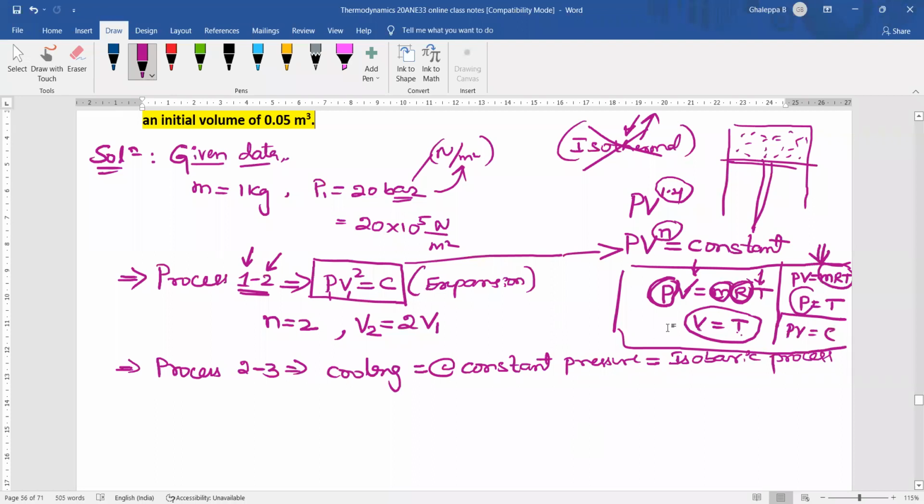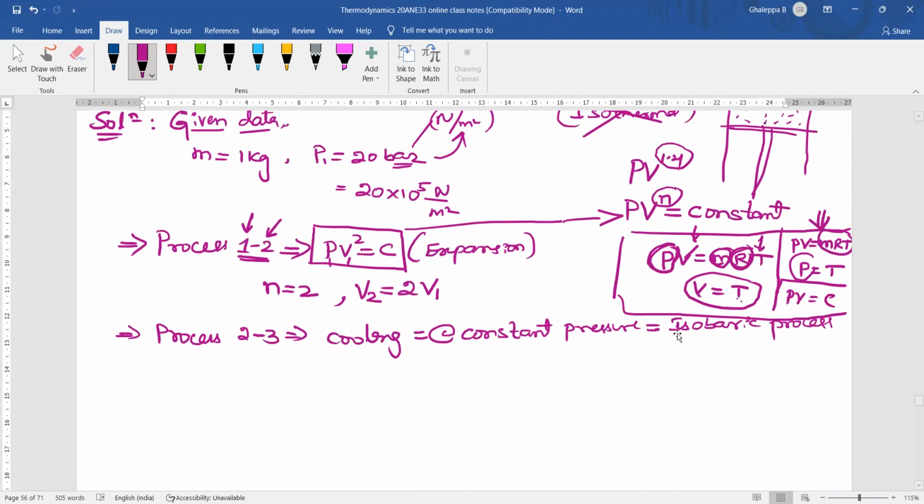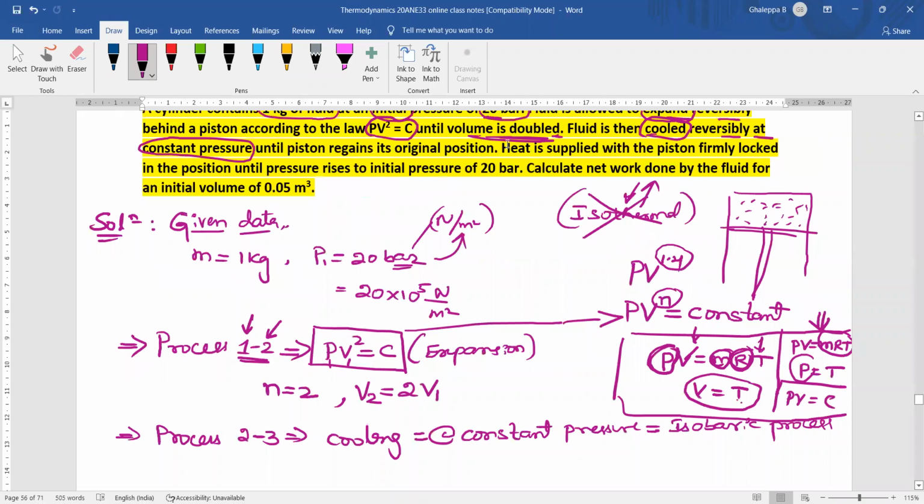Remember this equation. Okay. Next, third process, what has he said? Is there any data given in the second process? Fluid is reversibly cooled at constant pressure until the piston regains its original position. What is the original position? V1 is original position. He has not given V1. So V3 is equal to V1.